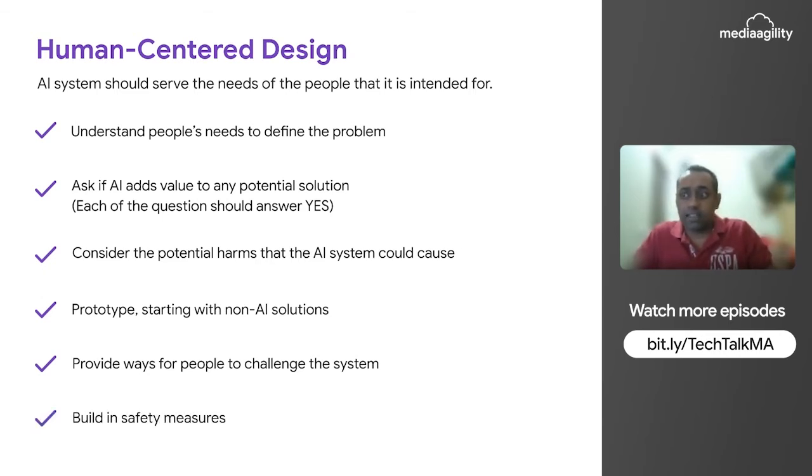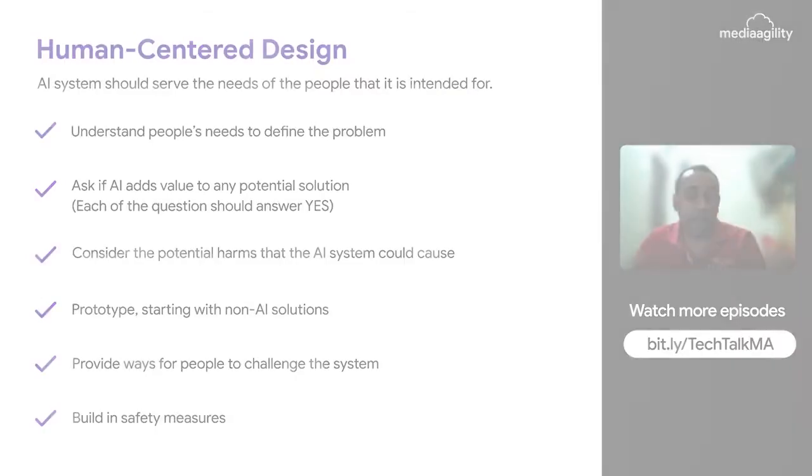We need to build a safety measure as well. We create a red team who plays a person who tries to break our system. So what happens if somebody is trying to break our AI system? Our system should not fail. Those red flags should be highlighted in the beginning by this team so they can be handled.